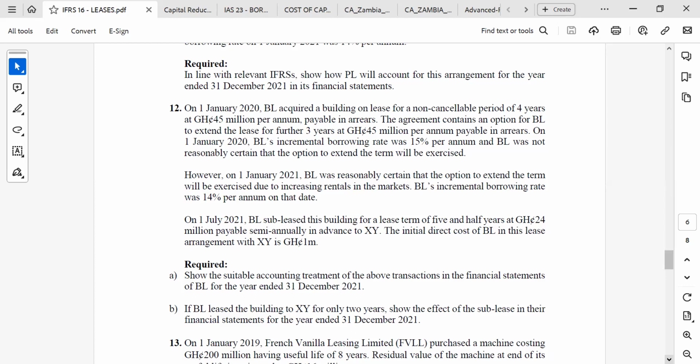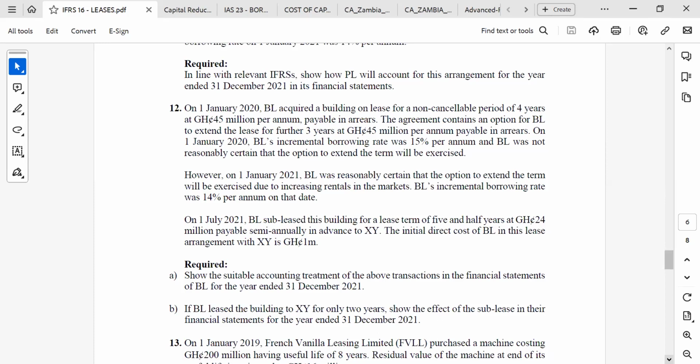Okay. So let's see. They say show the suitable accounting treatment of the above transactions. So it means that the sublease and everything will be part of the A. And for the B, if it is not the 5.5 years, it is 2.5 years, what will be the treatment? If it is 2.5 years, that will be an operating lease. But for 5.5, that will be a finance lease.